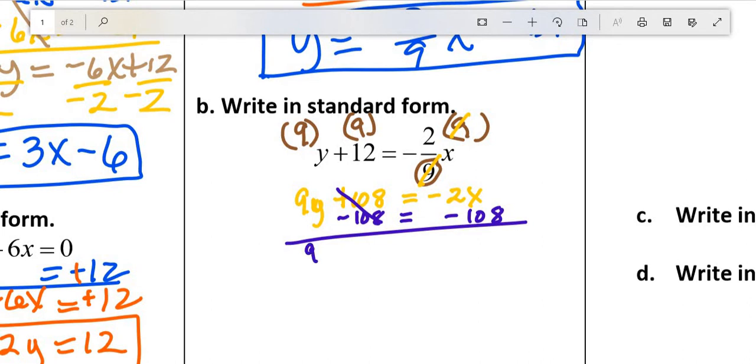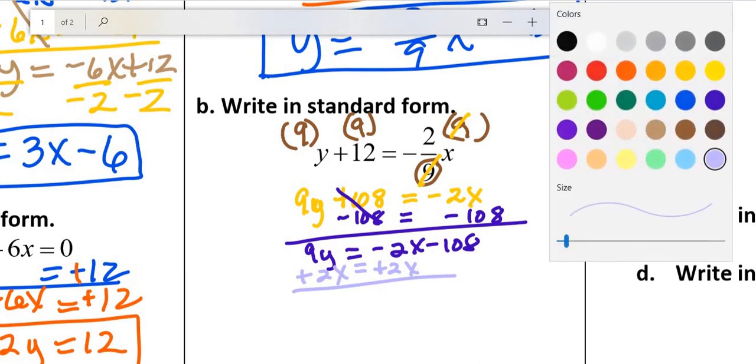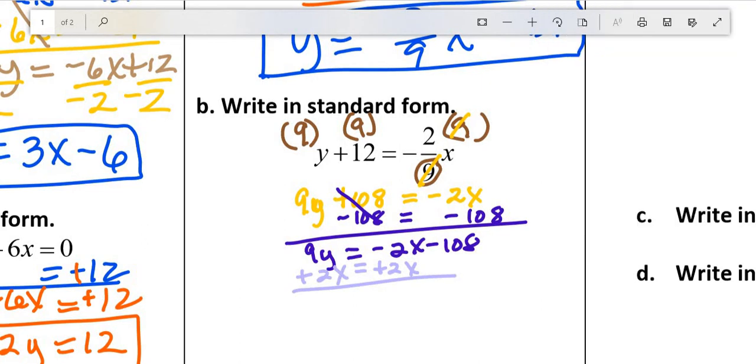This will cancel out, and I have 9y equals negative 2x minus 108. However, x and y are still not by themselves. So I'm going to move my 2x, and it becomes plus 2x on both sides. This will become my final answer right here. Write your x first, so it's in Ax + By = C form. So I have 2x plus 9y equals negative 108.